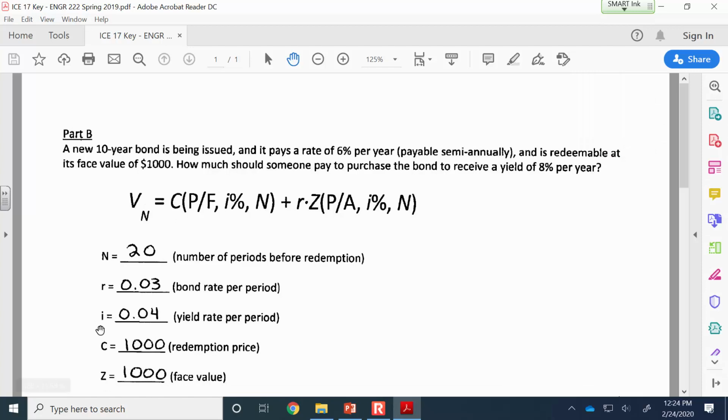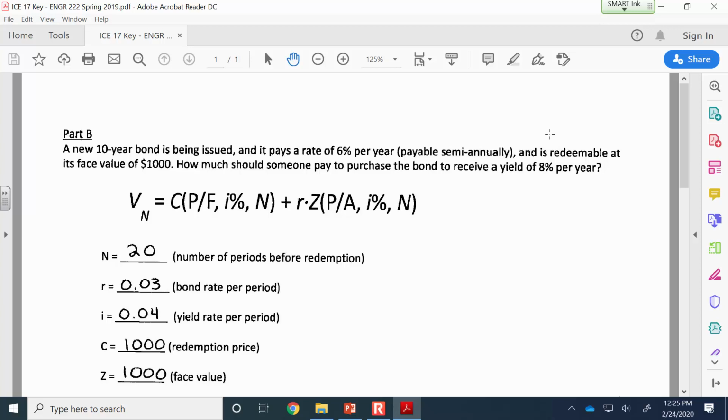I think you'll see why I've given you the 4% table and not the 6 or the 8% table. Okay, I've got the values that we're going to have to plug into the formula up on the screen there. So there's 20 periods because there's 2 periods in each year. So n equals 20. R is 0.03 because the rate is 6% per year, which is 3% per period. Same thing holds true for the yield. If we want to achieve a yield rate of 8% with this bond per year, then that's going to be 4% yield per period. And the redemption price and the face value are the same in this instance. And so C and Z are the same.